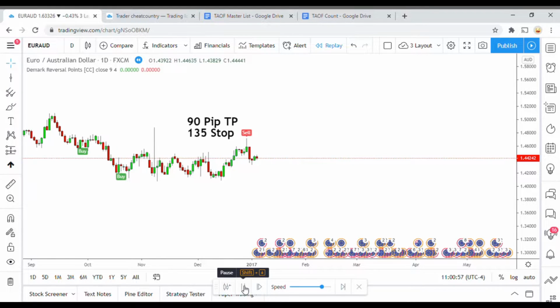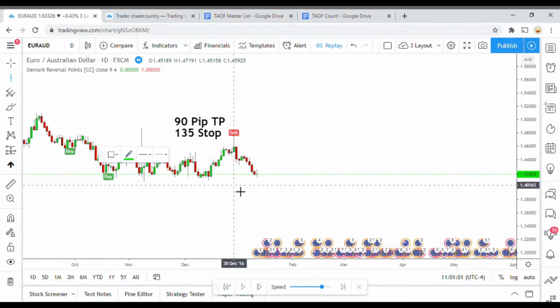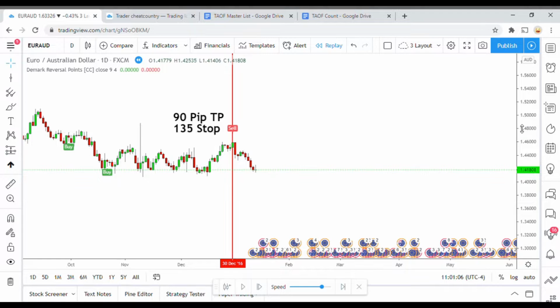All right, so we get our first signal right there. That is a sell signal. Just play it out a little bit. Yep, that one did very well. Good, good.